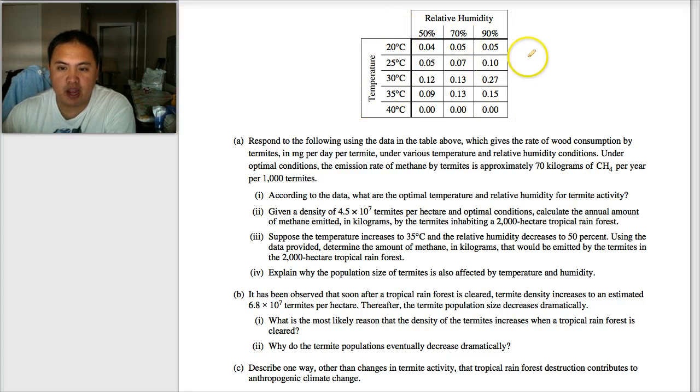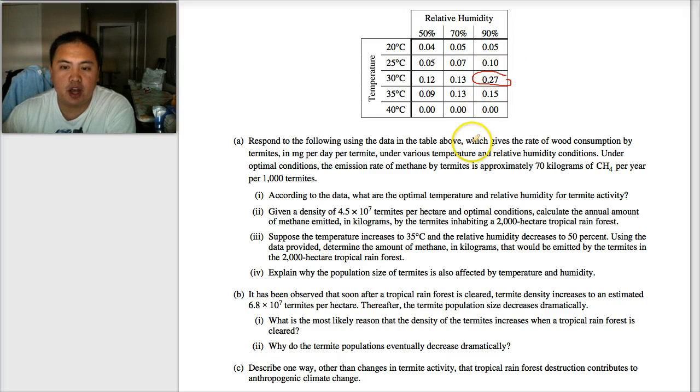So here's my graph, and they just want you to read it. This one says, again, the rate of wood consumption. So I want the optimal temperature and humidity for wood consumption. If this is a number that tells me the rate of wood consumption, and I want the optimal, that means I want the highest number. And if I look across the different rows and different columns, the highest number is right here, 0.27.